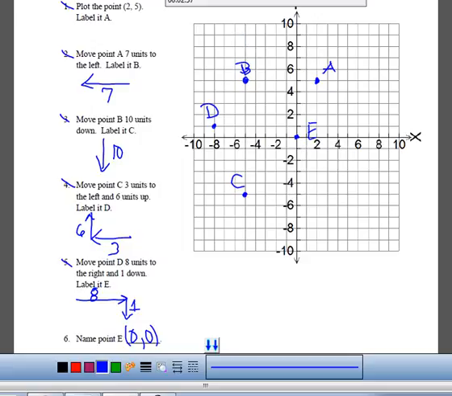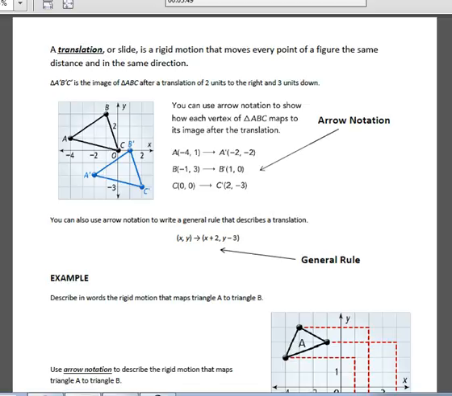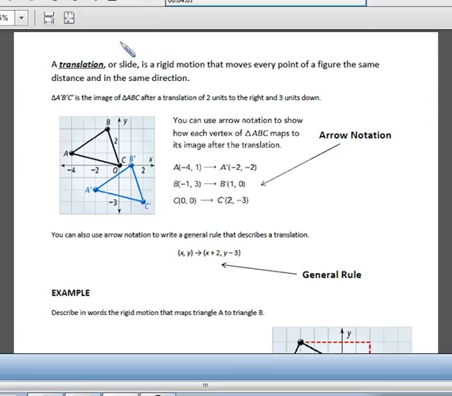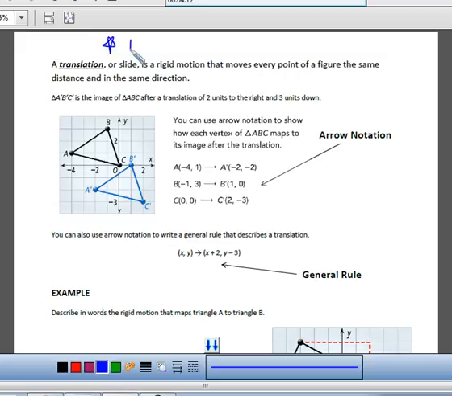Okay, so I'm going to clear the screen, and we're going to take a look at page 12. So, a translation or slide is a rigid motion that moves every point of a figure the same distance and in the same direction. Now, what that means is the image, and we're going to put something at the top here, the image then, so put a star, the image is congruent, so it stays the same shape and the same size, same angle measures. Remember the congruent symbol. Equal sign with a mustache above it. And same orientation.